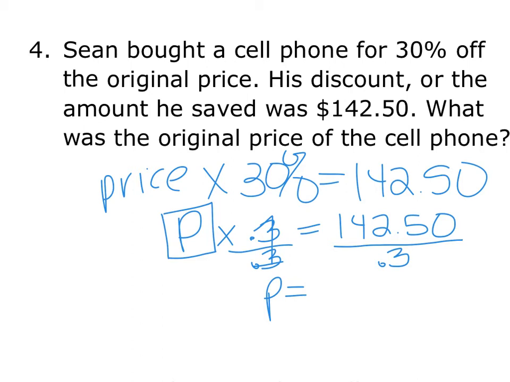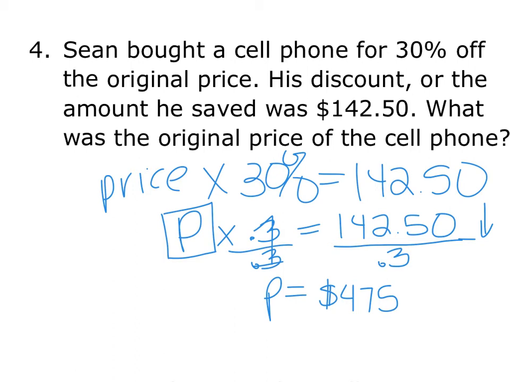Now, we can grab paper and pencil, or we can grab a calculator. We grab a calculator. Just remember when you're plugging things in that we read math from the top down. So when we enter this into the calculator, we're going to put 142.50 divided by 0.3. And when we do that, we get $475 as the original price of the cell phone.